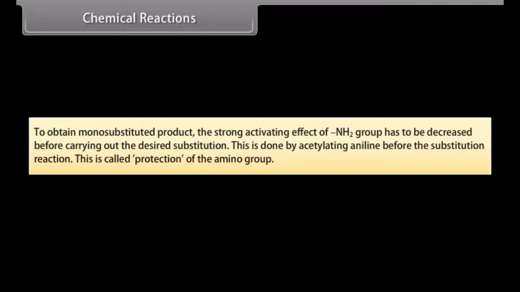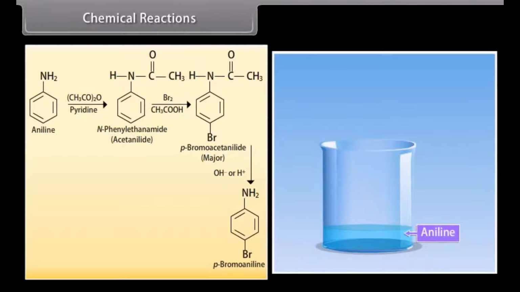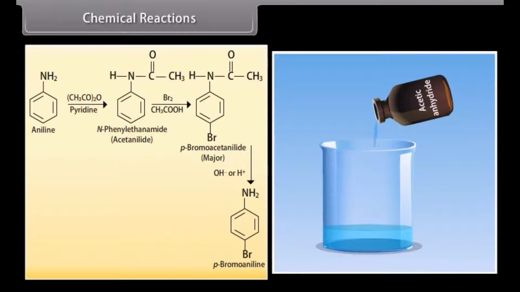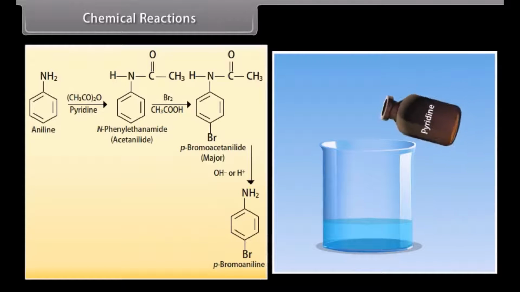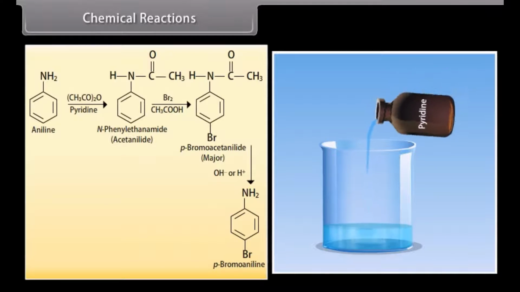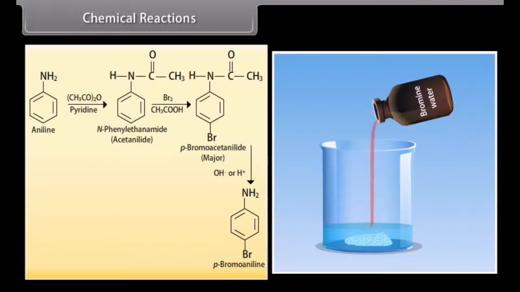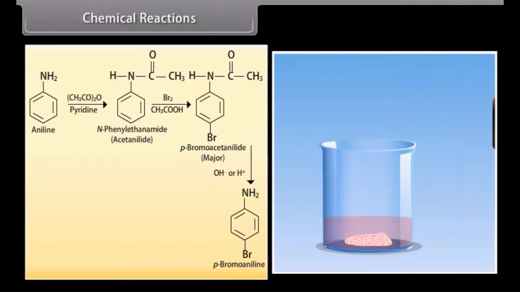To obtain a mono-substituted product, the strong activating effect of the NH2 group has to be decreased before carrying out the desired substitution. This is done by acetylating aniline before the substitution reaction. This is called protection of the amino group. Aniline reacts with acetic anhydride and pyridine and forms acetanilide. Now add bromine water and acetic acid and it produces para-bromoacetanilide, followed by hydrolysis to yield para-bromoaniline.